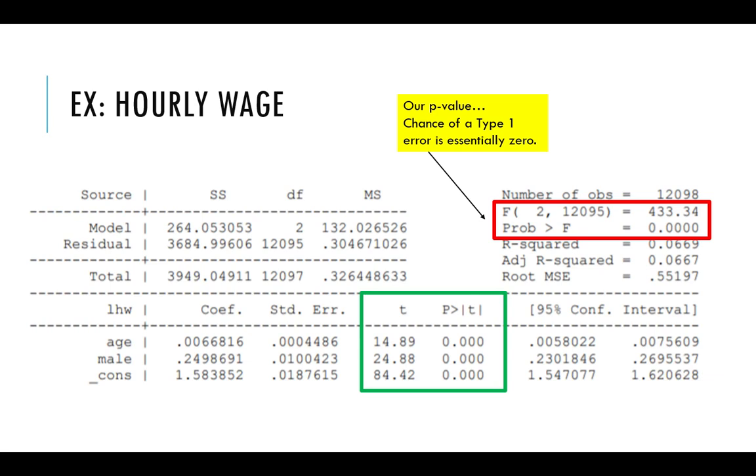All right, let's take a look at some data. So here's my hourly wage model. And we're not going to worry so much about interpreting this model. We want to jump to the red box.